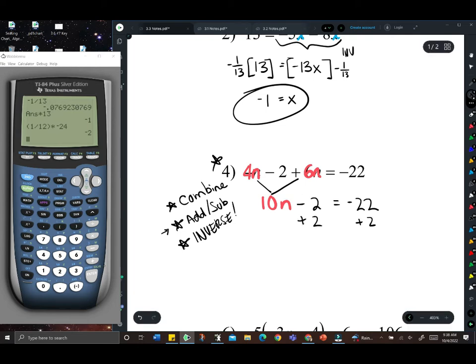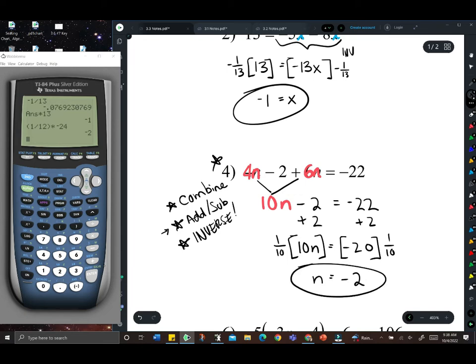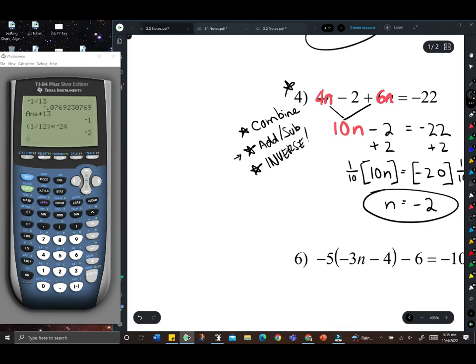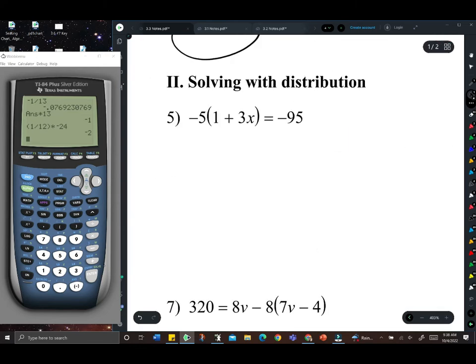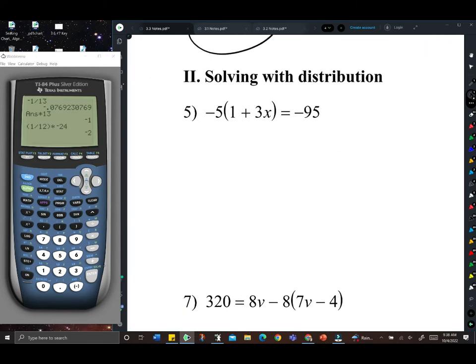Okay? So we're at the add, subtract stage. Add 2 to each side, which is negative 20. Multiply by the inverse, 10 and 1/10. Negative 20 times 1/10 is going to be negative 2. That's equal to n, and there you have it. The next type are going to involve distributing. So, distribution. That property is now back. So with these ones, the first step is to distribute.